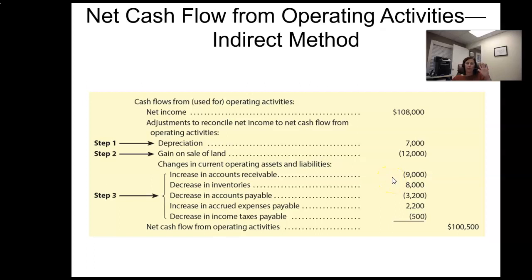Again, I will promise not to repeat this more than just this last time. If an asset increases, we subtract it. So our accounts receivable had gone up by $9,000. We're going to subtract that. Our inventory went down by $8,000. So we're adding that back in. We're now at our liabilities: accounts payable, accrued expenses, and decrease in income taxes. And the signs, whether we add or subtract, will follow a more intuitive flow of whether it's increased or decreased. And that gets us to our net cash flow from operating activities.